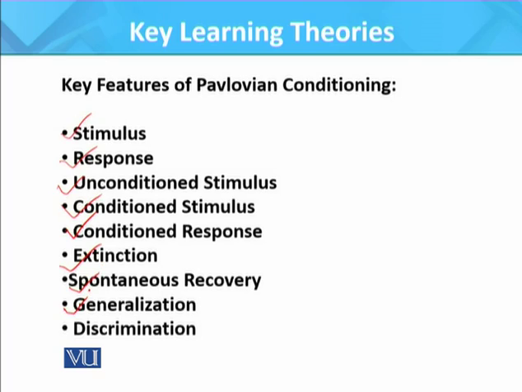The second last feature is generalization. It is when a stimulus similar to the conditioned stimulus also elicits a response. That is, initially Pavlov's dog salivated at the sound of any bell, not just the food bell. That's generalization. And discrimination, the opposite of generalization, refers to the ability of the subject to tell the difference between two similar stimuli. Eventually Pavlov's dog learns the difference between the sounds of the two bells and no longer salivates at the sound of the non-food bell.